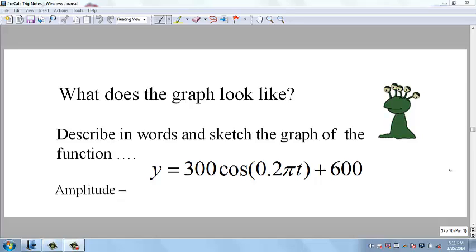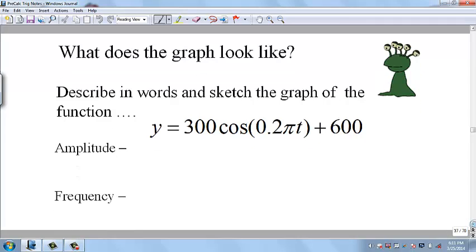Okay, welcome to trig graphing with horizontal and phase shifts. But before we start doing that, I'd like to do a problem with you, and then we'll talk about phase shifts and horizontal shifts. First of all, we want to know what this graph looks like. We want to describe in words and sketch the graph of this function.